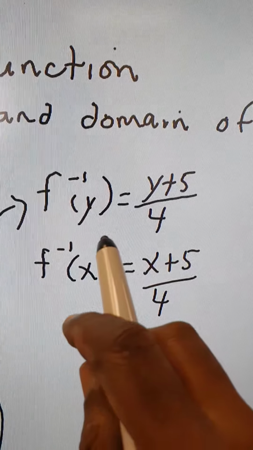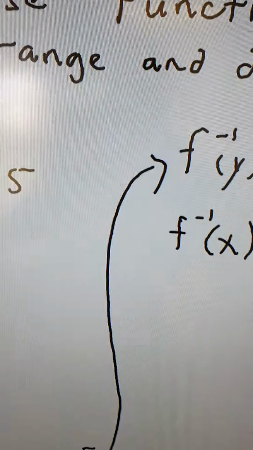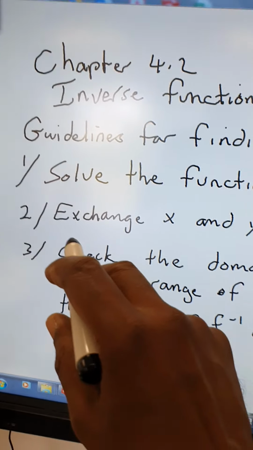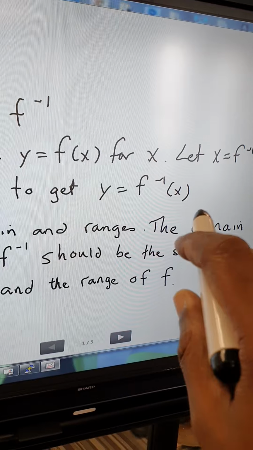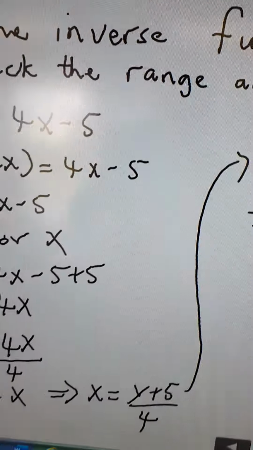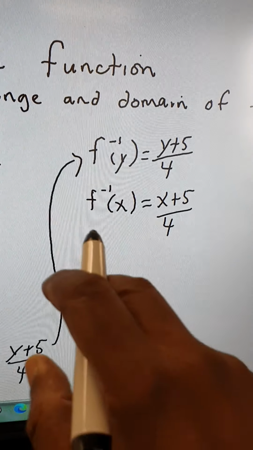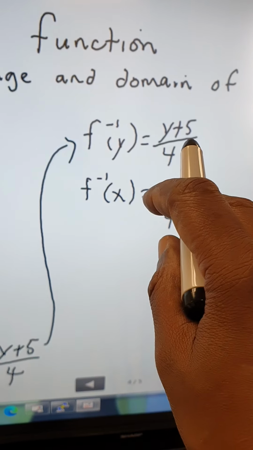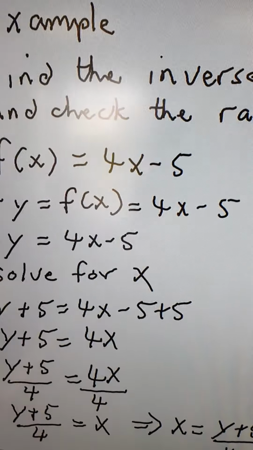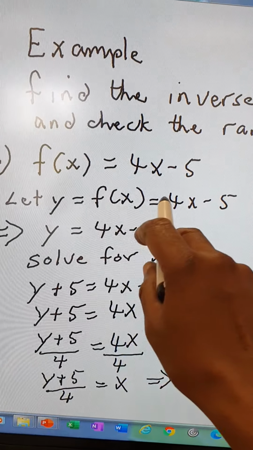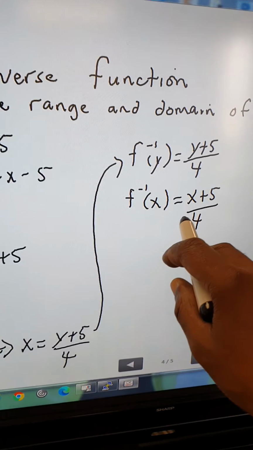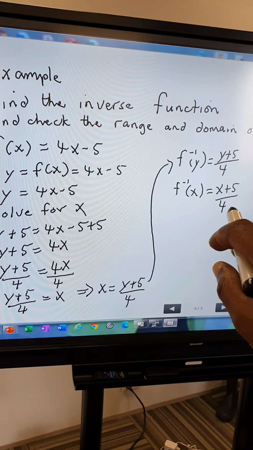So now we just replace, according to the second rule, exchange x and y to get y equals f inverse of x. So we end up exchanging the y's with the x. So f inverse of x is equal to (x plus 5) over 4. So there we have it. f(x) equals 4x minus 5 is the original function. f inverse of x is equal to (x plus 5) over 4.